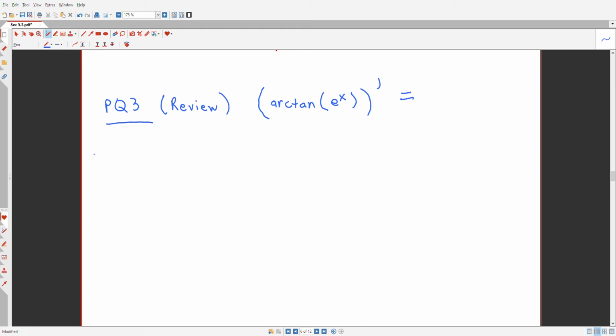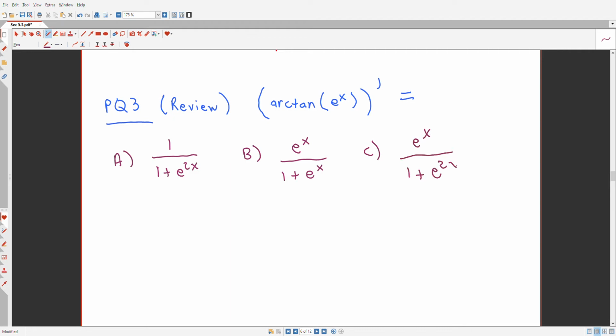Is the answer choice A, 1 over 1 plus e to the 2x? Is it B, e to the x over 1 plus e to the x? Is it C, e to the x over 1 plus e to the 2x? Is it D, the sine of the natural log of x? Or is it E, none of the above?